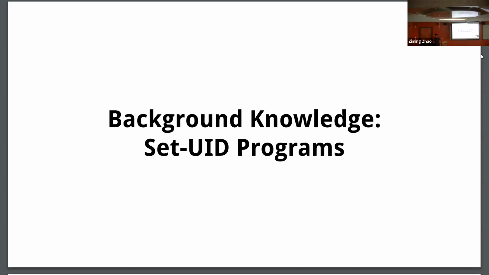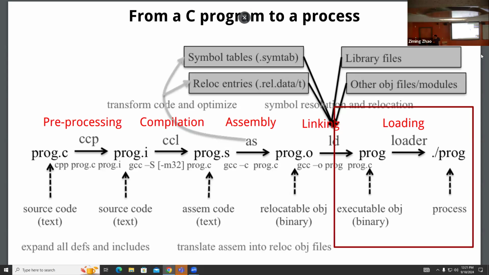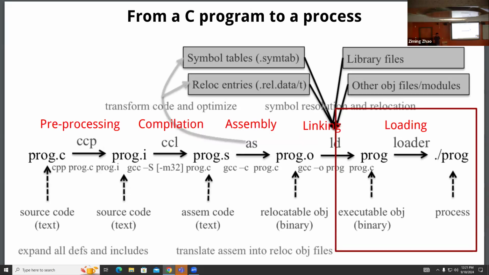So next we talk about the set UID program. How many of you have heard about the concept before? This is a concept specific to Linux or Unix-like systems. Windows doesn't really have this; Windows chose a different design. So go back to how we compile a C program to an executable and then have a process. In the last step, the operating system needs to load the program from hard disk, from persistent storage, into memory and execute it, to create a process for it.